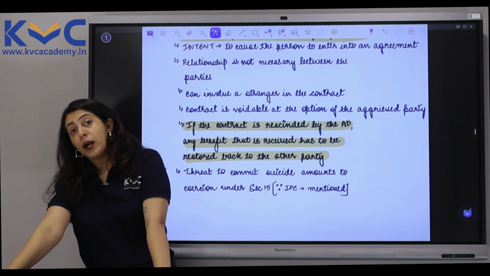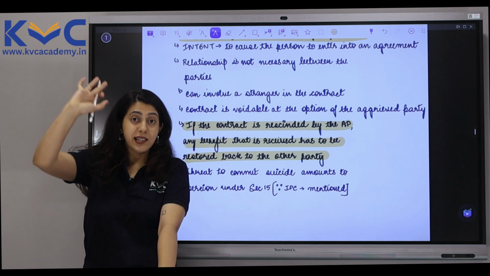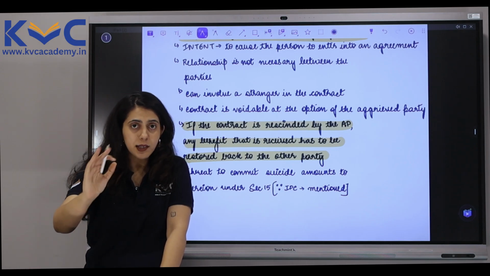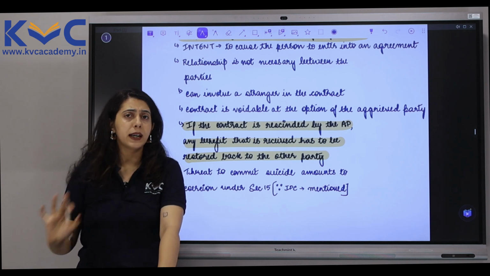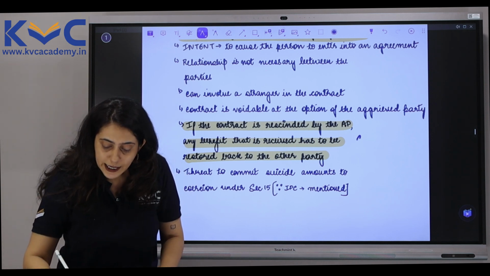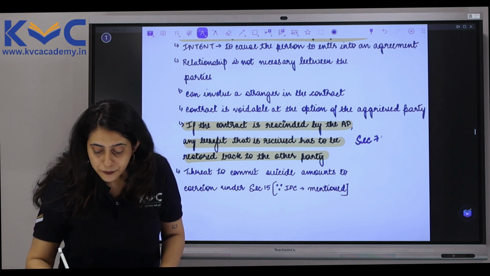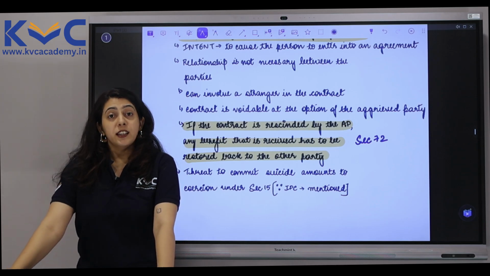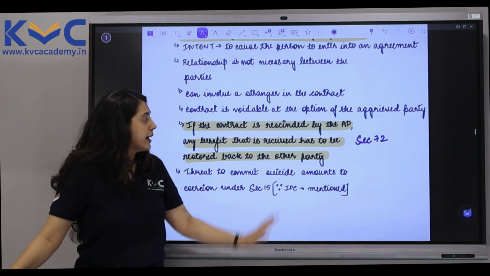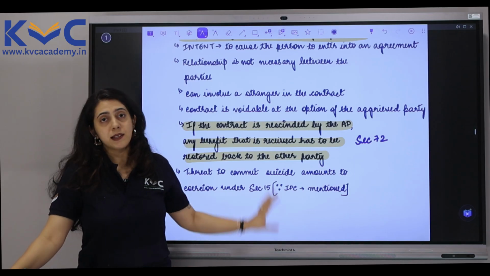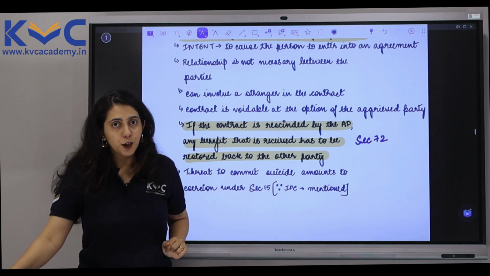Then you had learned one more thing under Unit 6. If you have finished Unit 6, you can add this now itself. Otherwise, when you finish Unit 6, it will automatically form a part of your answer. Section 72. If you've received anything under coercion or by mistake, it is your duty to return it. So that is also the effect of coercion. Please add that point when you write effects of coercion.